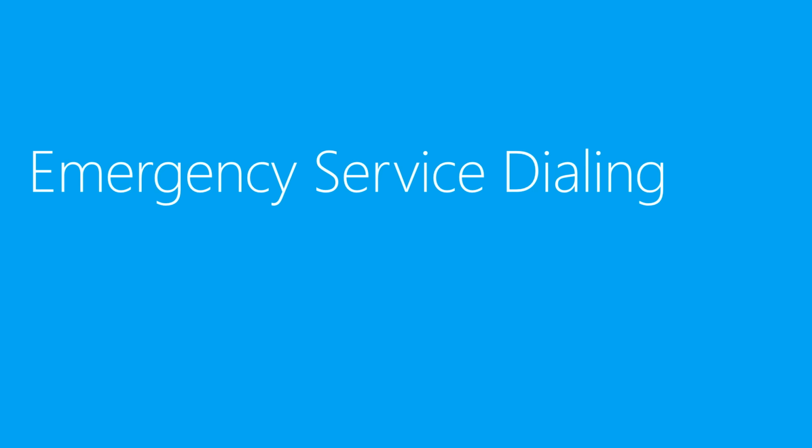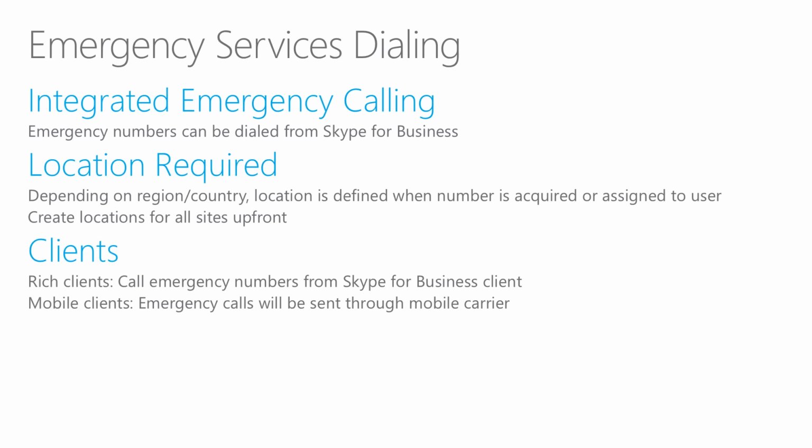Emergency service dialing. Skype for Business allows you to dial emergency phone numbers directly from the Skype for Business client. However, a location is required so that the calls can be routed correctly to the emergency calling service center. So depending on the region or country, this location needs to be defined either when the number is acquired or when it's assigned to a user.